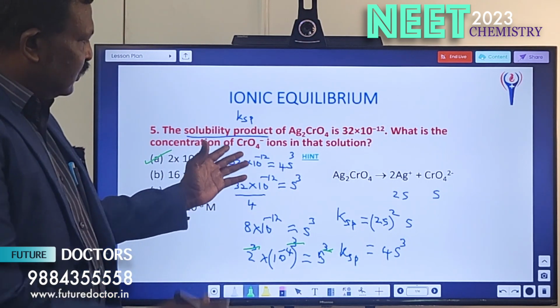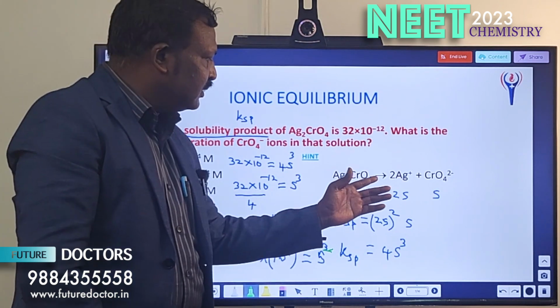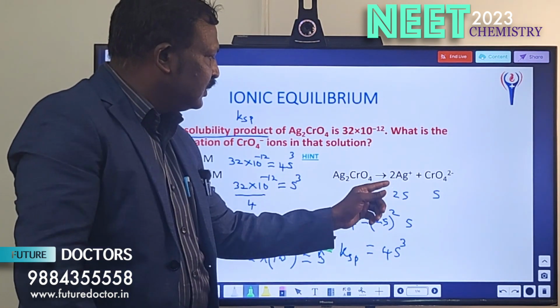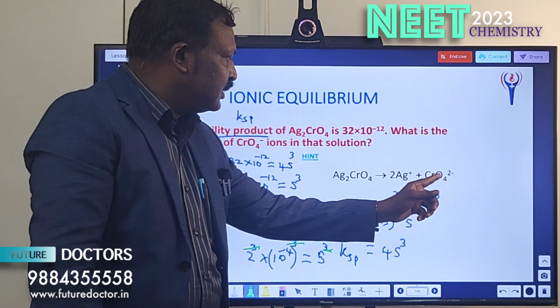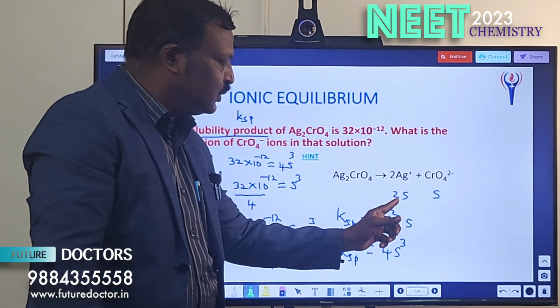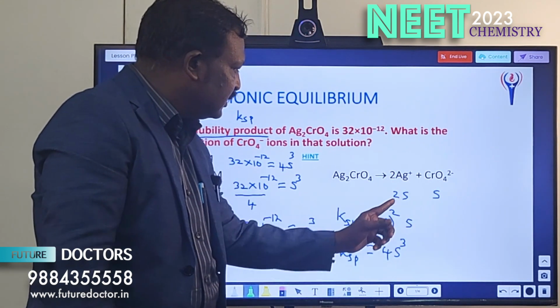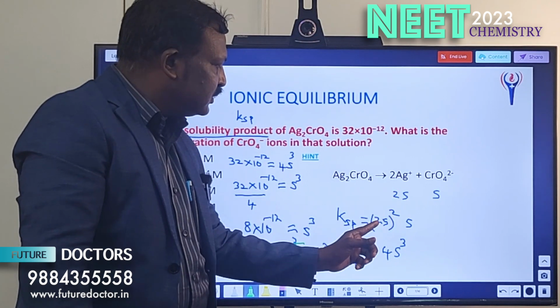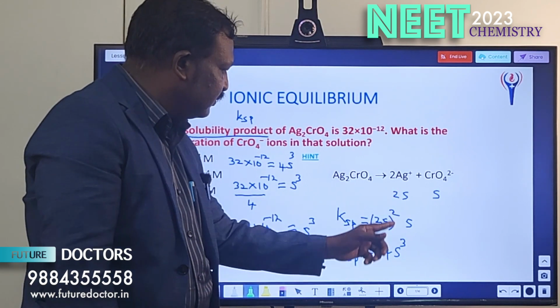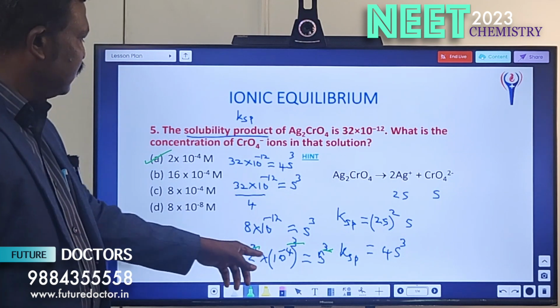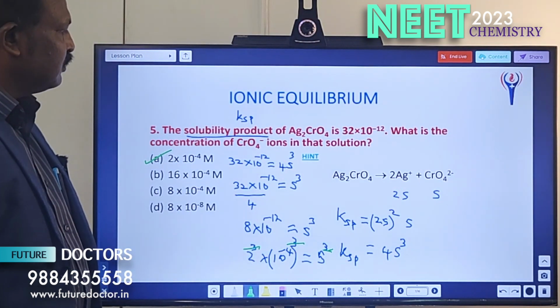So you should know how to split the electrolyte into ions. It is split into 2 Ag plus ions and 1 chromate ion. So 2 ions means I put 2s, 1 ion means s. Then if I have any coefficient, we should write it in powers. Understood? If the sums go on like this, you simplify and get the answer. Simple sum, very simple sum.